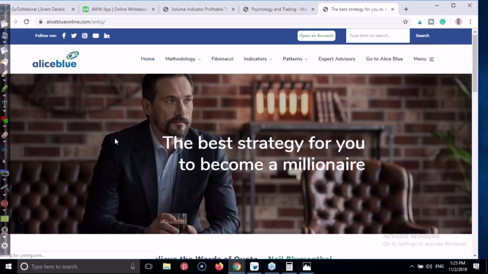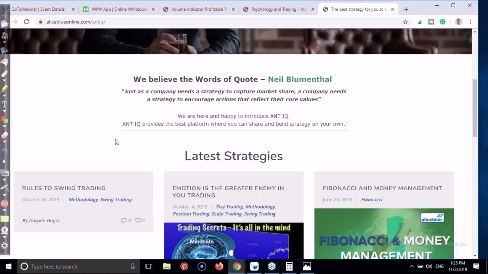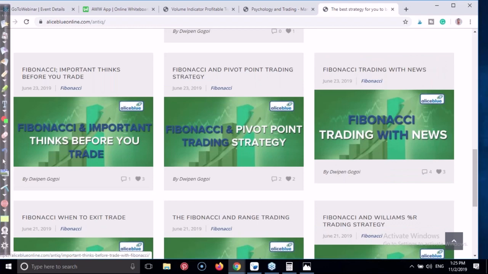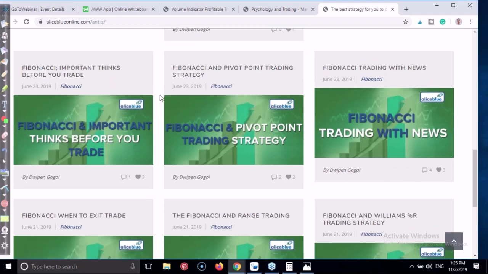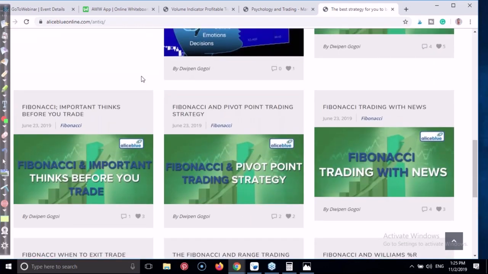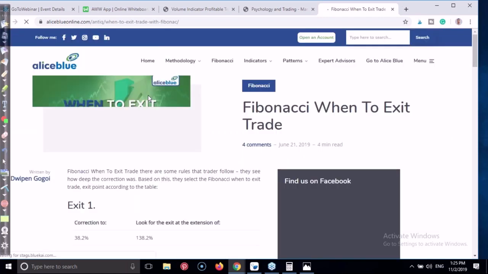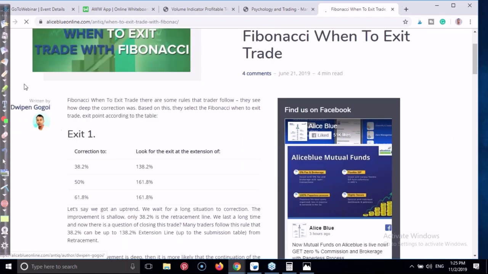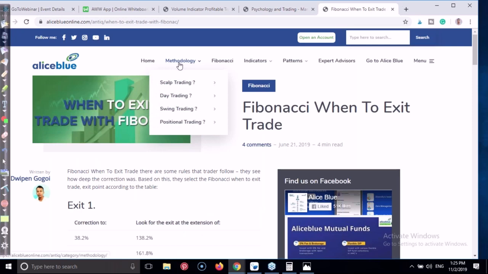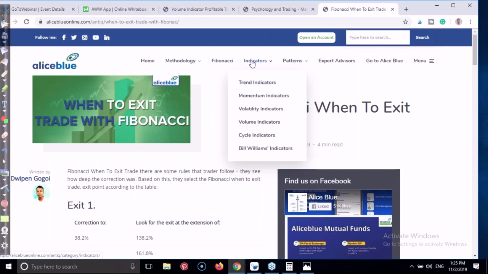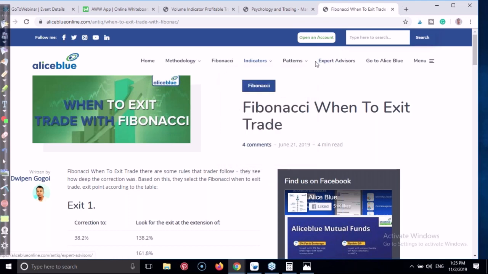Now this is Ant IQ, written by me. On the whole website, whatever you click, I have already posted here various types of Fibonacci trading strategy. You just click on there, how to trade with Fibonacci or whatever you want, you read. And this is my name, Dipen Gogoi: technical analysis, scalp trading, day trading, swing trading, position trading, Fibonacci series, indicators, trend, momentum indicator, volatility, volume, cycle indicator, Bill Williams indicator, all are written by me.